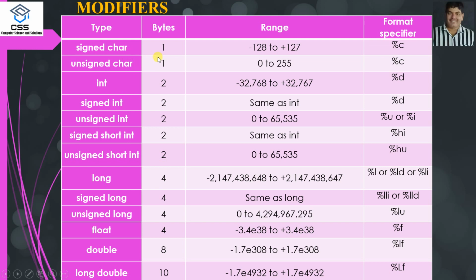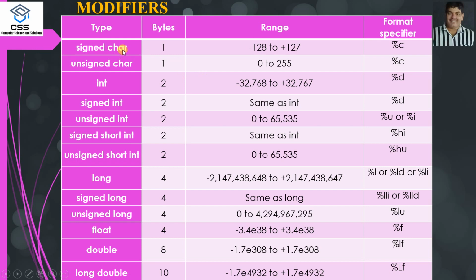Signed character and unsigned character take 1 byte of memory space. Integer, signed integer, unsigned integer, short integer, unsigned short integer take 2 bytes of memory space. Long, signed long, unsigned long take 4 bytes of memory. Float takes 4 bytes of memory. Double takes 8 bytes of memory. Long double takes 10 bytes of memory. According to how much memory it takes, the range will change.